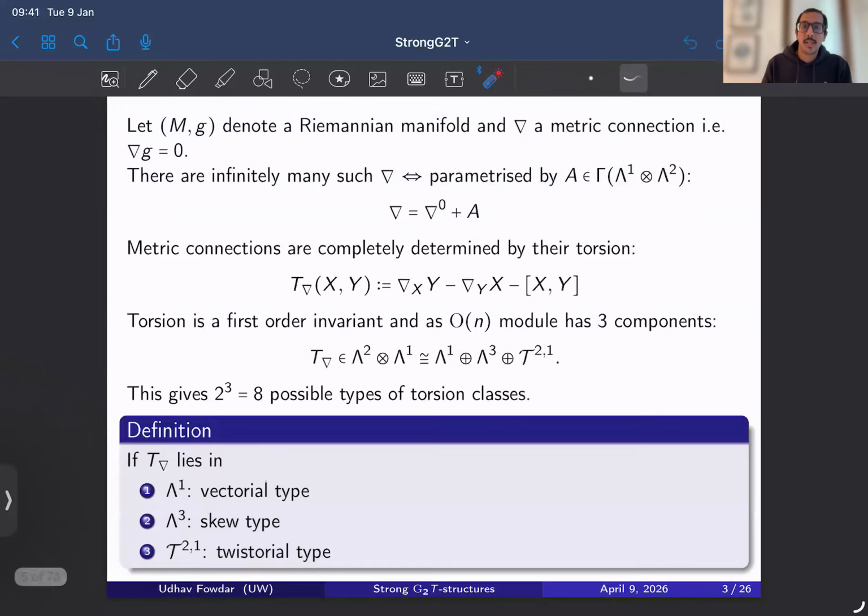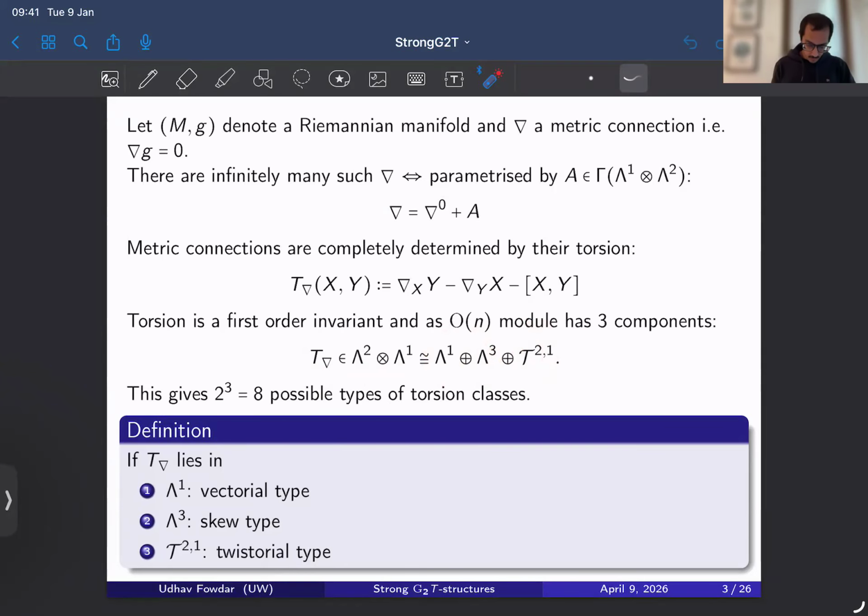And metric connections are completely determined by the torsion. The torsion is the tensor T, which eats two vectors X and Y, is skew-symmetric in X and Y, and spits out a vector. Because I have a metric, I can just lower the index to get a one-form. So I'm going to think of the torsion as a two-form that takes values in the space of one-forms. Now, as an O(n)-module, this space is reducible and it has three irreducible components: a one-form bit, a three-form bit, and something which is neither a one-form nor a three-form, which I'm going to call T21.